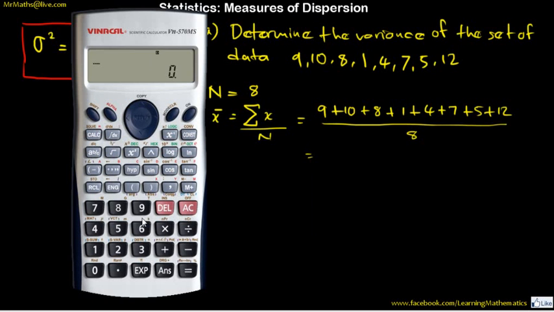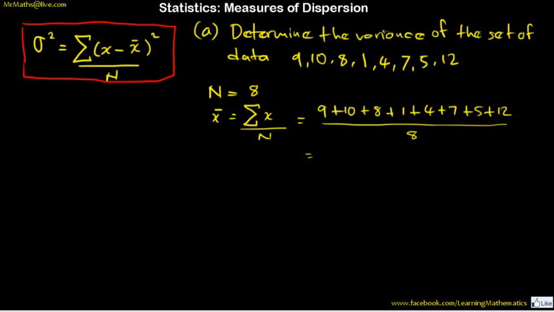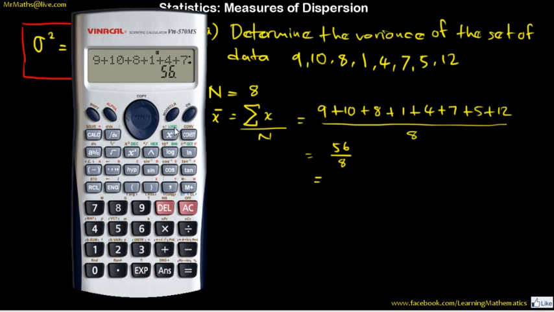There you go. So 9 plus 10 plus 8 plus 1 plus 4 plus 7 plus 5 plus 12. Alright, there you go. It's equal to 56. Okay, so this is 56 over 8, which is equal to 7, right? Let me check. 56 divided by 8, 7. Alright, there you go.